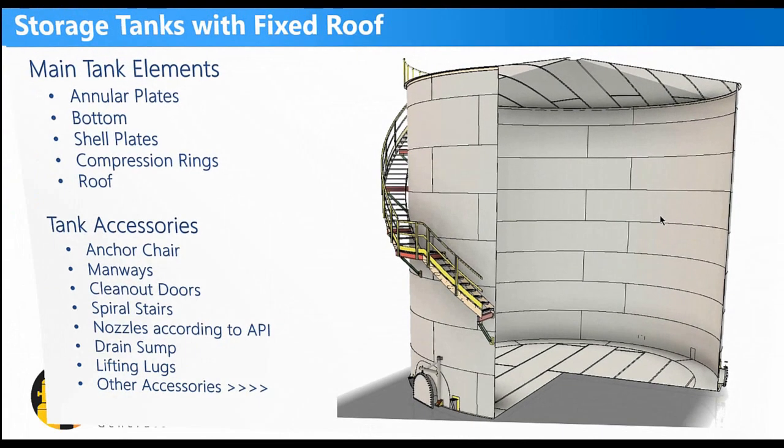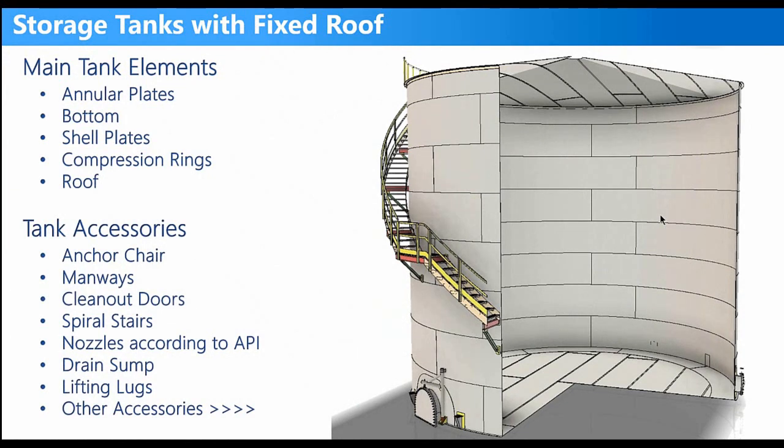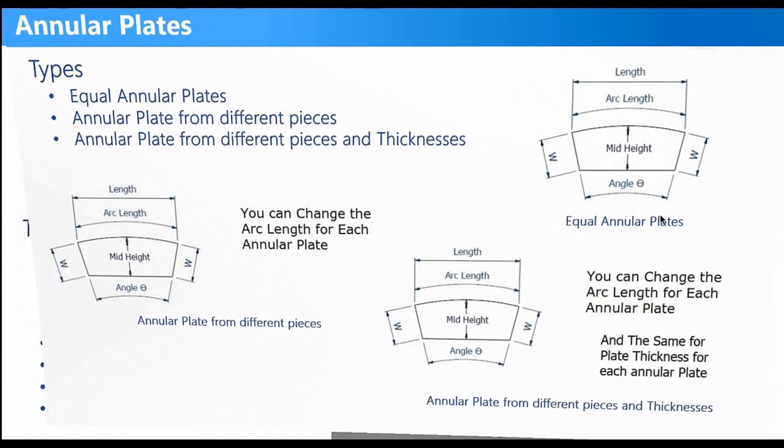Okay, let's at the beginning discuss the elements that we have the ability to add in this model. Let us define it in two types. The first type is the main elements like annular plates, bottom plates, shell plates, compression ring and roof. Those are the main elements of the storage tank. And the others are the accessories like the anchor chair, manways, clean-out doors, spiral stairs, and we will discuss how we can add those elements in our model.